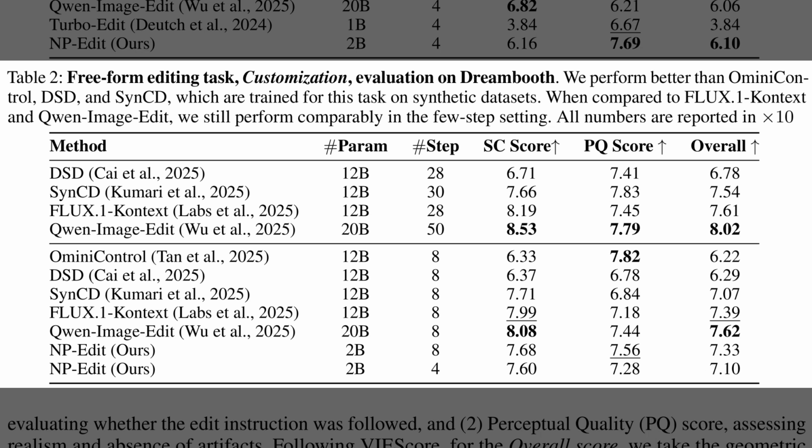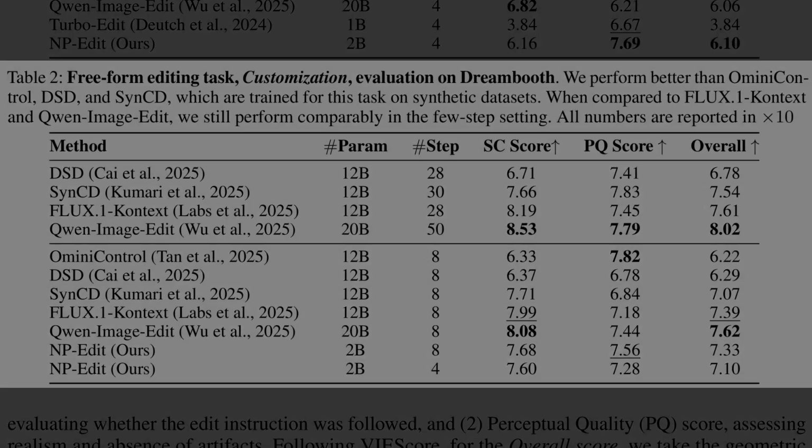So, Figure 2 showed side-by-side edits. Table 2 reports quantitative customization results on Dream Booth. The table compares methods using semantic consistency and perceptual quality, and it summarizes the overall score. The 2 NP-Edit entries score about 7.1 at 4 steps and about 7.3 at 8 steps, which beats OmniControl, DSD, and SynCD trained on synthetic data. Qwen Image Edit at 8 steps reaches roughly 7.6 overall, while its 50-step variant tops out near 8.0, so our few-step model remains competitive.